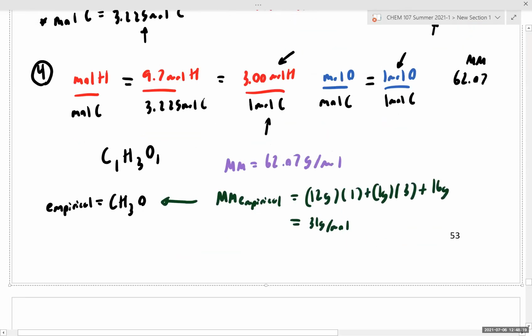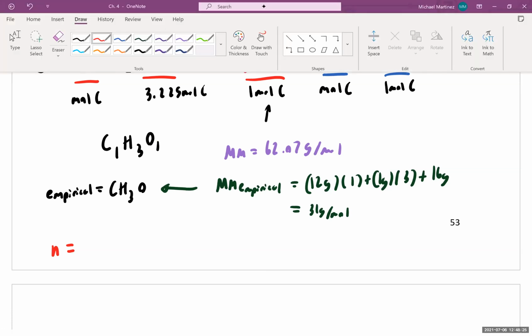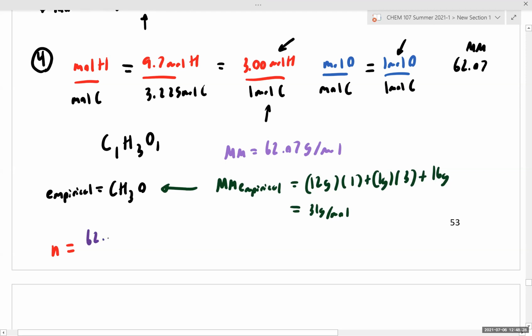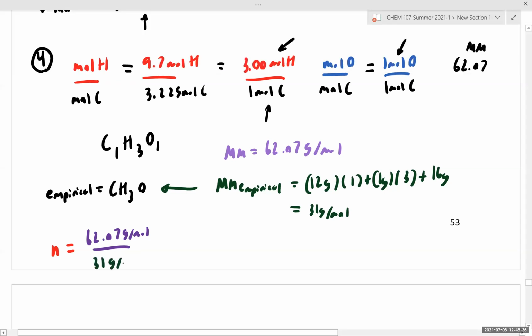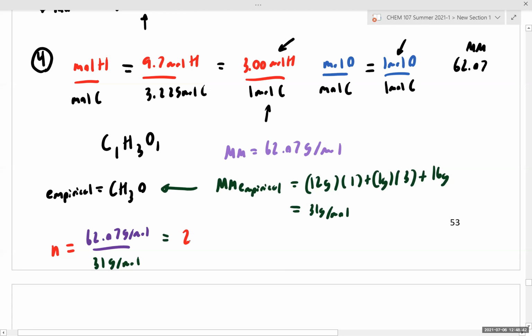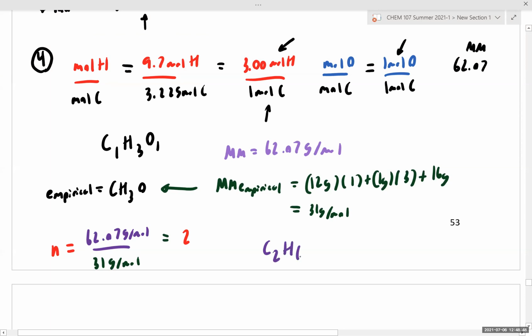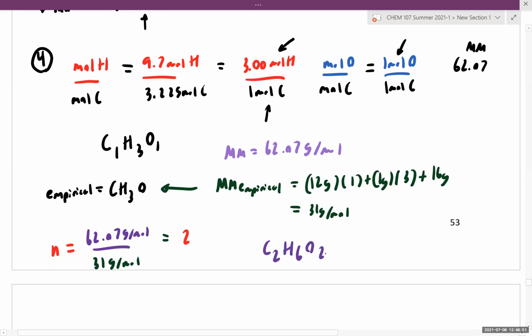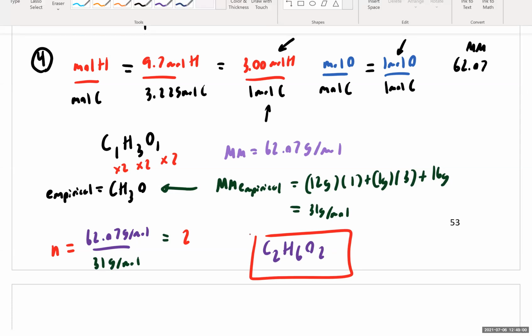From here, we can calculate N. So what would N be in this case? 2, exactly right. We have 62.07 gram per mole, which is our molecular mass, divided by the mass of our empirical formula unit. And that in turn gives us an N value of 2. Thus, our molecular formula would be C2H6O2 because we've taken each of our subscripts and we've multiplied them by 2. Does that make sense to everyone?